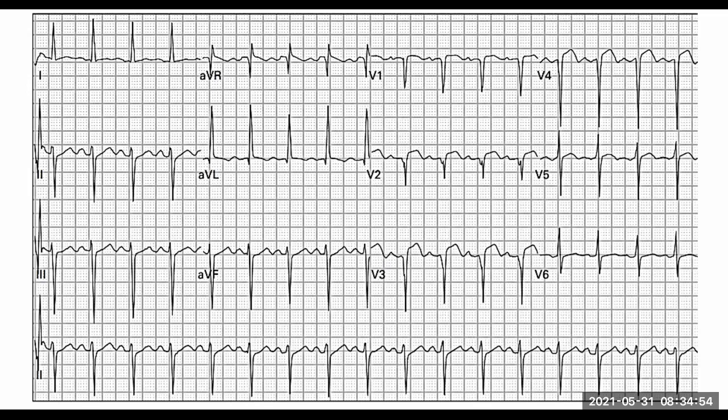Then what's the next zone that you guys want to look at? So we looked at the septum, the anterior, the lateral. Which section haven't we looked at? The inferior part of the heart. All right. So let's look at leads 2, 3, and AVF. What do we see on leads 2, 3, and AVF? Anything abnormal? What about the STs? So what do we notice about the STs? Is there anything?